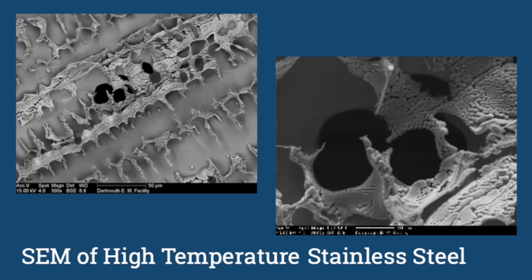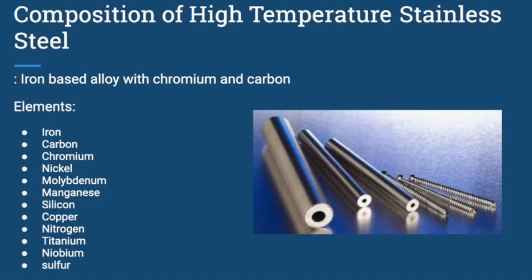High-temperature stainless steel is very strong and is resistant to oxidation and corrosion at high temperatures. Here we see two scanning electron microscope images of high-temperature stainless steel from the Dartmouth College Electron Microscope facility. High-temperature stainless steel is an iron-based alloy that has a chromium content of at least 10.5 by mass percent and a carbon content of 1.2 by mass percent or less. Other common elements included in high-temperature stainless steel include nickel, manganese, titanium, and sulfur.